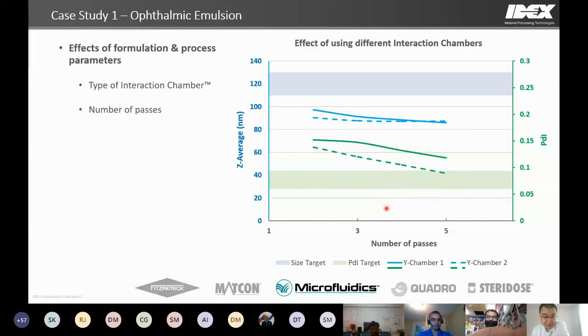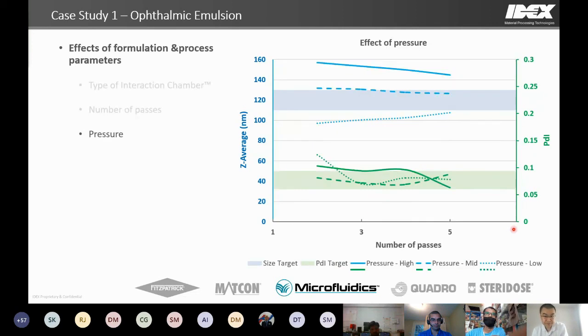So we selected Y chamber 2 for further testing. The effective number of passes was as expected. As you can see, in general, both particle size and distribution decrease with increasing number of passes.